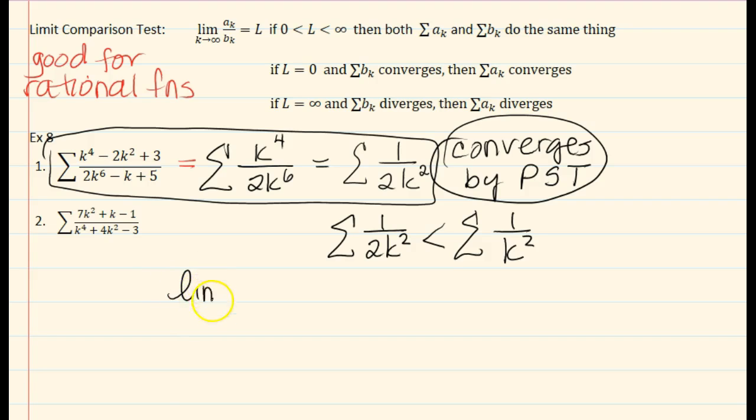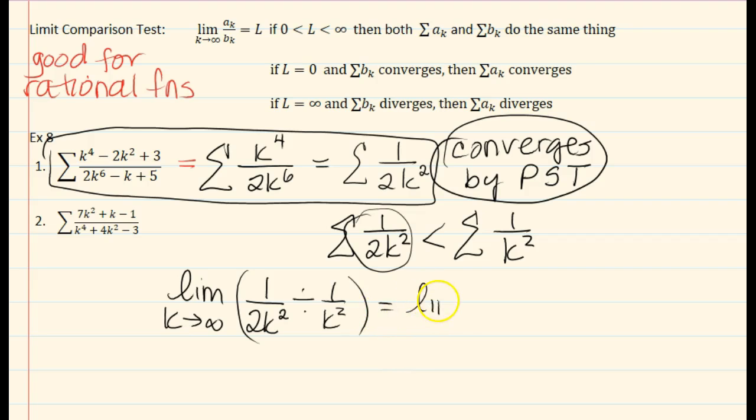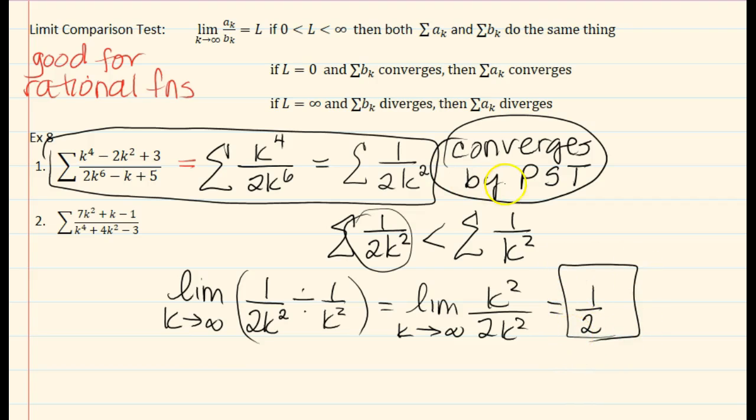So we're going to take the limit as k goes to infinity, and we're going to get the equation that we're comparing it to, right? 1 over 2k squared, and we're going to divide that by 1 over k squared. When we do that, we're finding the limit as k goes to infinity of k squared over 2k squared. And we're going to find that's equal to 1/2. It is finite, which means because the one that we're comparing it to converges, then this guy must also converge.